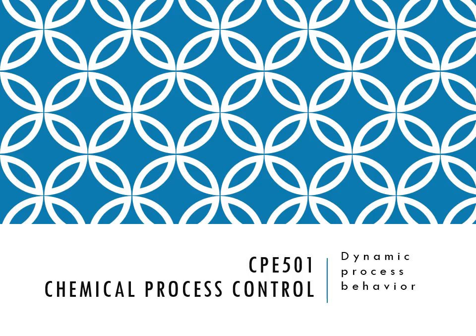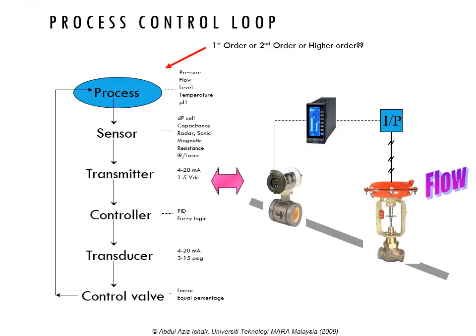Today we're going to learn about the dynamic process behavior of chemical process control. Basically, we have learned all those process components of the process control loop that include the sensor, transmitter, and then controller, and finally the control valve, which is the final control element of the process control loop. This week, we're going to learn the dynamic response of the process control loop, which can be in linear first order or second order or higher order differential equations.